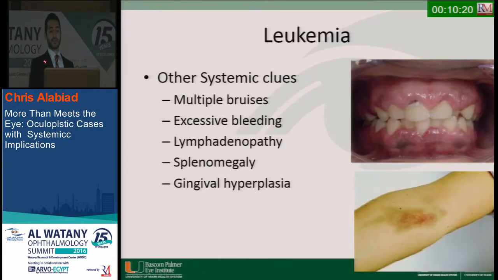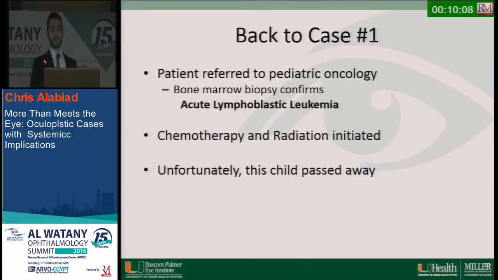Other systemic clues include multiple bruises because their coagulation cascade is probably not an ideal situation. They can have excessive bleeding, lymphadenopathy and splenomegaly, and gingival hyperplasia. So this child was referred immediately to the pediatric oncologist, where the bone marrow biopsy confirmed an acute lymphoblastic leukemia, which had not been manifest in his blood work early on, and he was started with chemotherapy and radiation, but unfortunately, the child passed away.